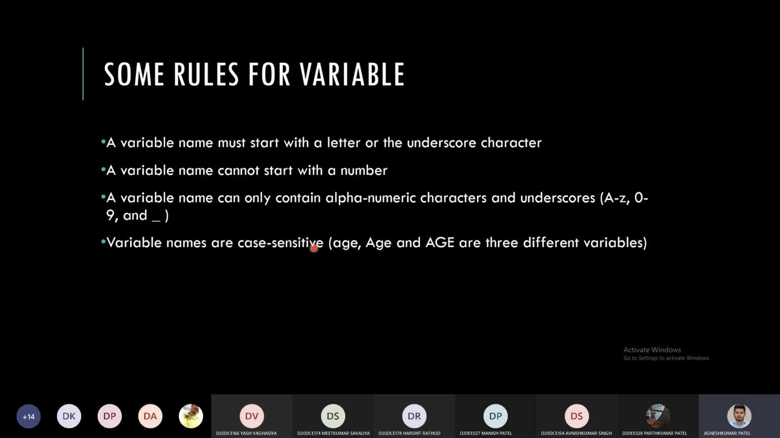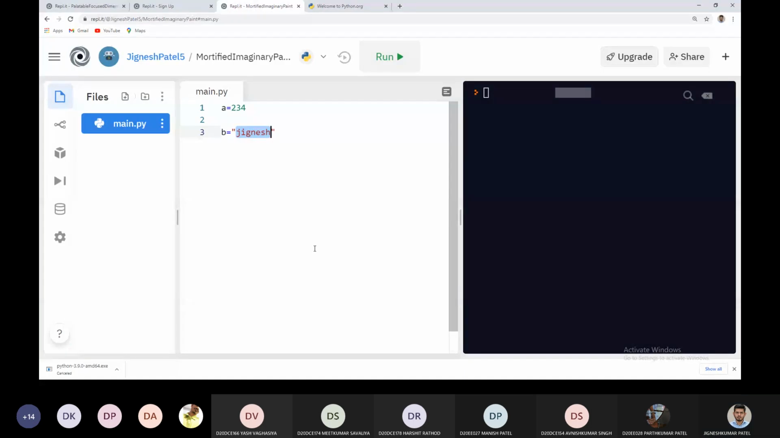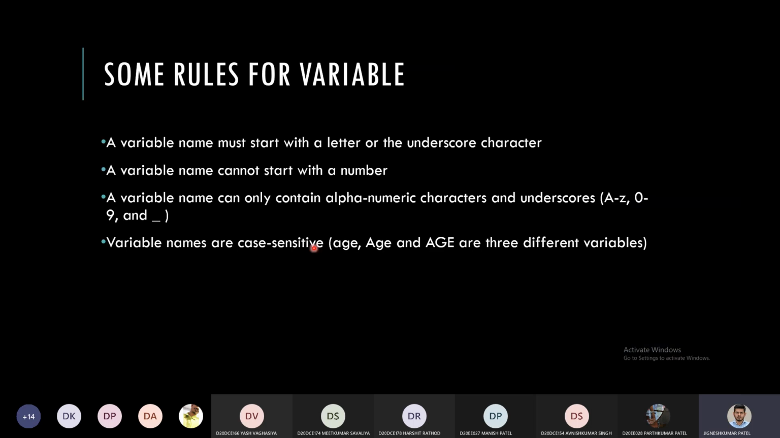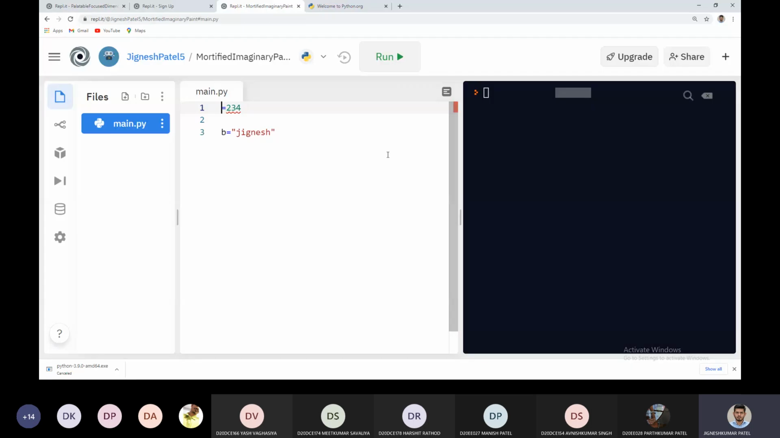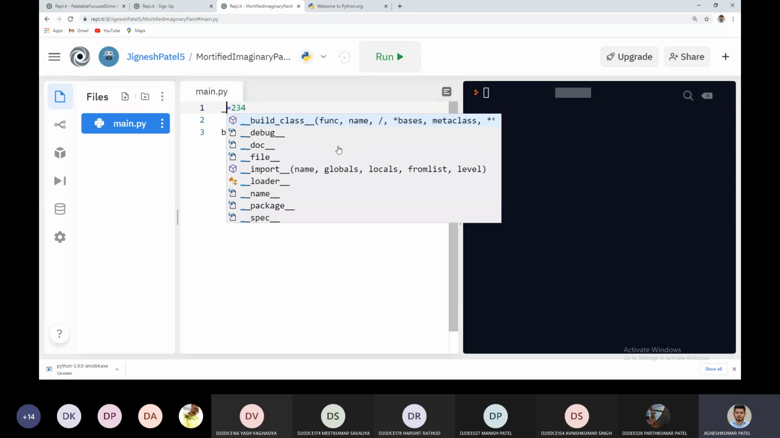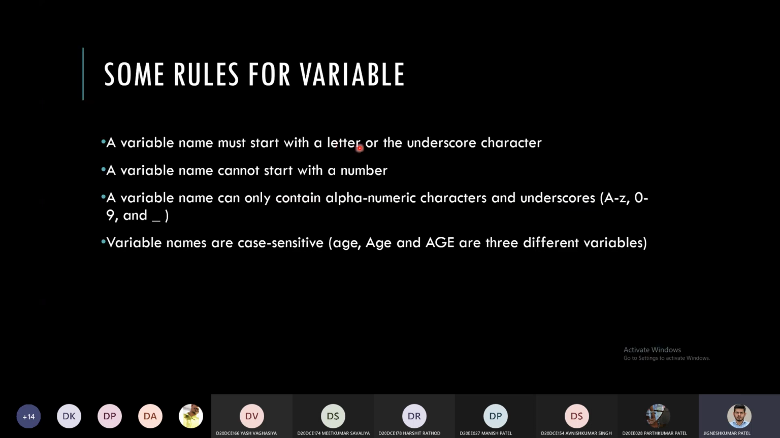Now there are some basic rules for naming a variable. I cannot select a random variable name, like I cannot have a name like 123. So there are some basic rules to name a variable. A variable name must start with a letter or the underscore character. Either it should be a letter A to Z or at least an underscore, and then it will be considered a variable.